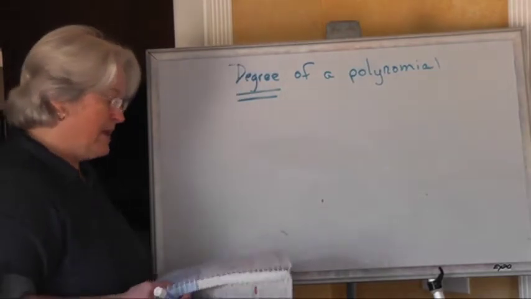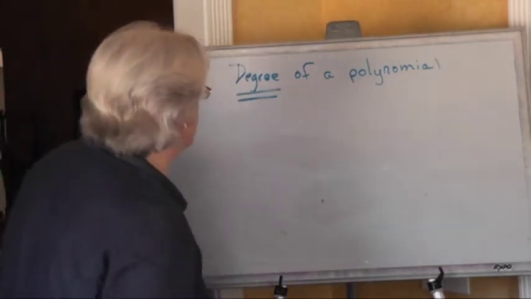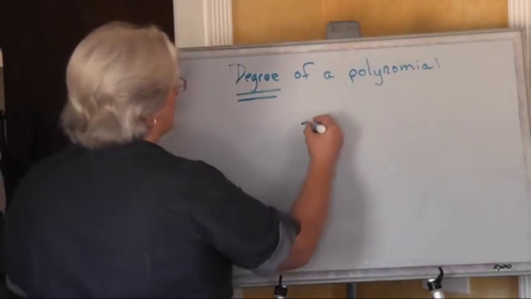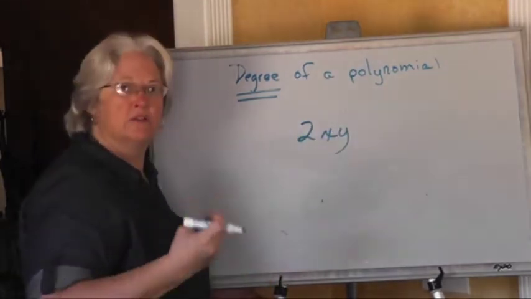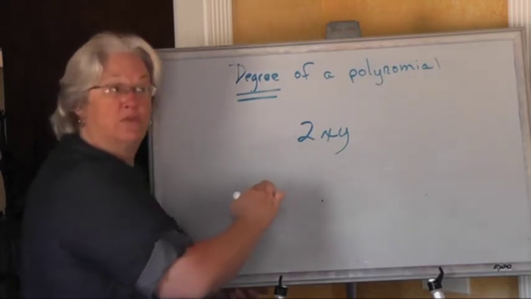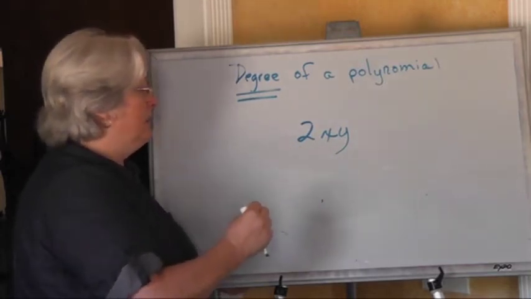So, what we have here, let's just see what this means. We have this term, 2xy. The constant term, remember, is the number that's in front of the variables.